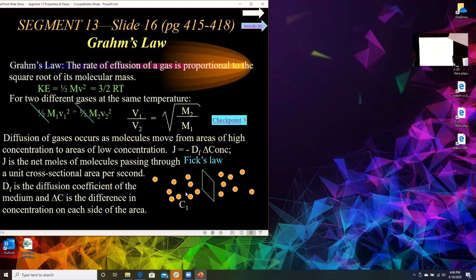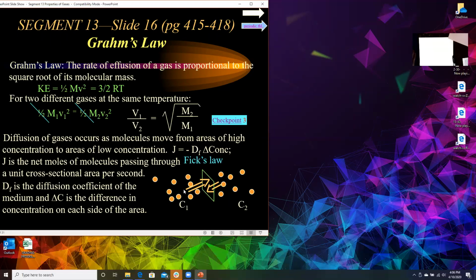Okay, I've got a little cartoon that shows you this. I've got some concentration of these little orange beads on the left side of some window area, and I've got a different concentration on the other side. And it looks like here I've got more on C1 than I have for C2. So I'm going to get a diffusion in each direction proportional to the concentration of that one.